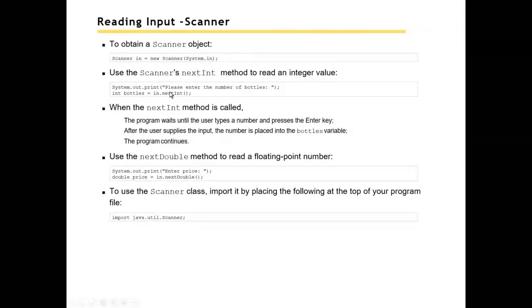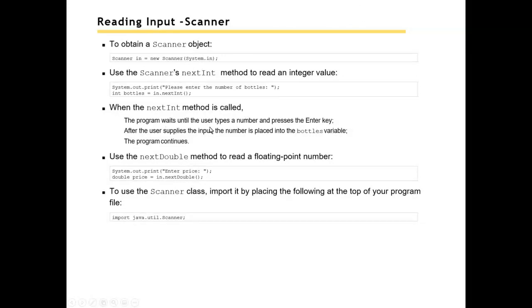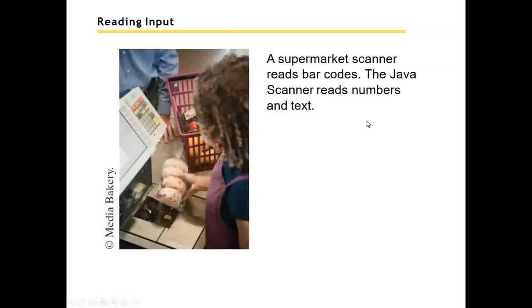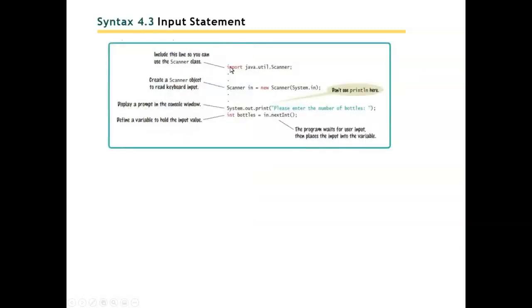nextInt will read the next integer. The program waits until the user types a number and presses enter. The number is placed into the bottles variable and you're done. nextDouble will get a double. You've got to import the class or you can't use it. So here's some detail. Use this line to include the class we need, create a Scanner object and make it use System.in. Be nice and display a prompt and get the variable you want.